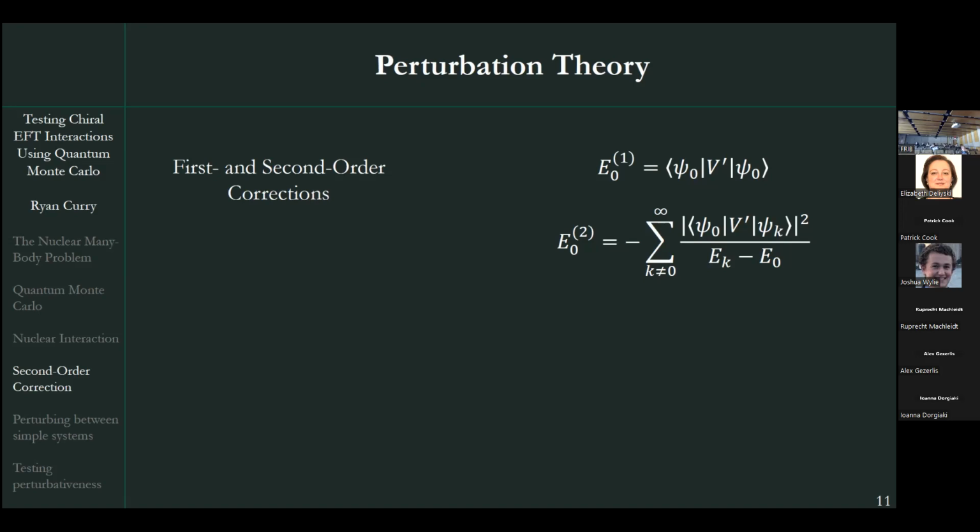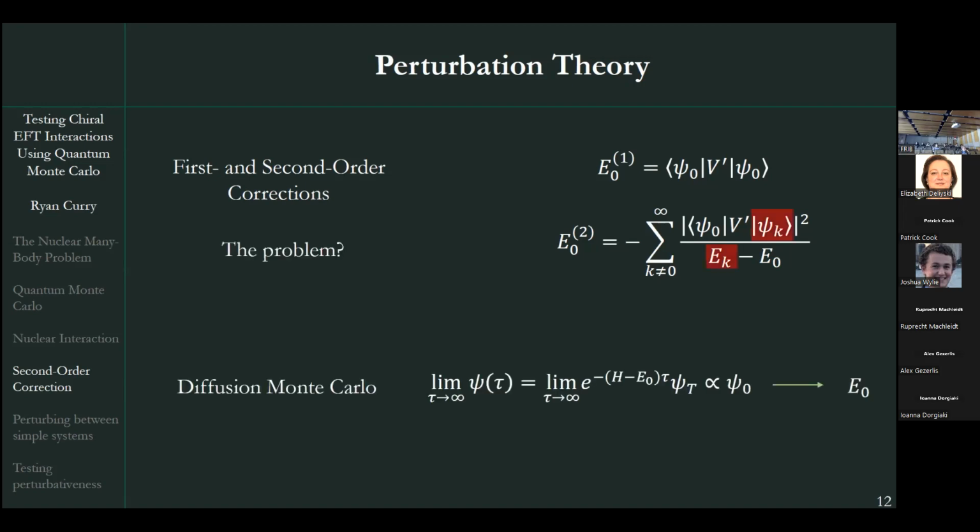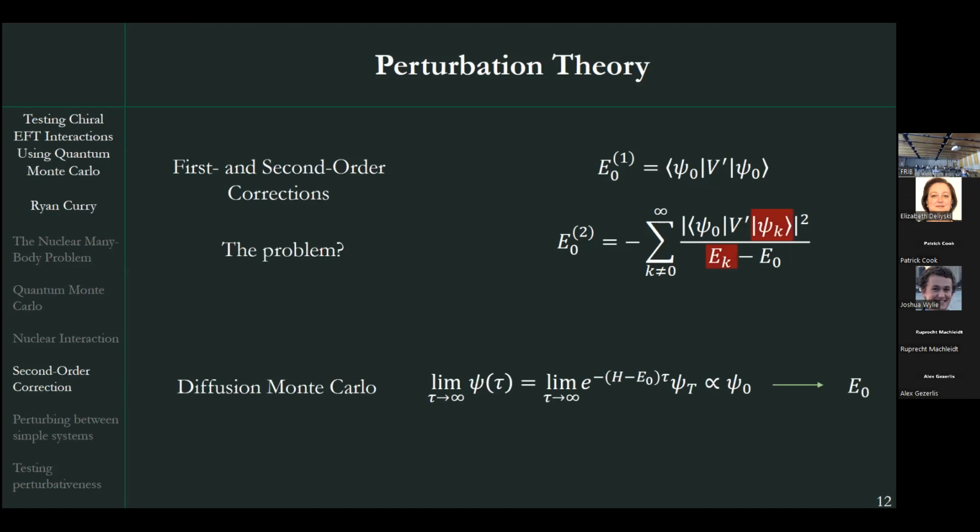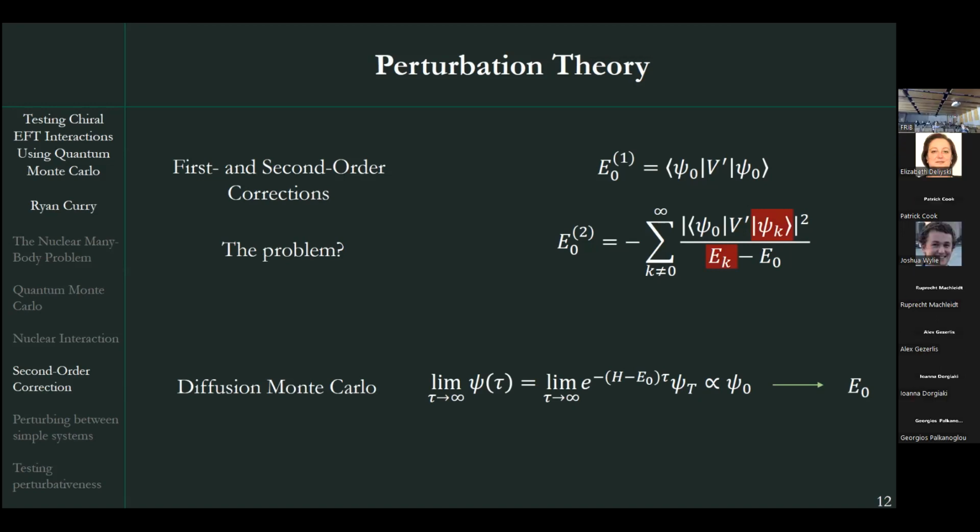So just coming back to first year quantum mechanics, we have the first and second order correction for a perturbing potential. We know the first order correction can be calculated easily in QMC, but the second order correction presents a little bit of a problem. If you remember, I said that DMC projects out the ground state energy of our system. And so we don't have access to these higher order energy states, and we don't have access to the higher order wave functions. So we need some way around this. We need some way to kind of sneak around this.